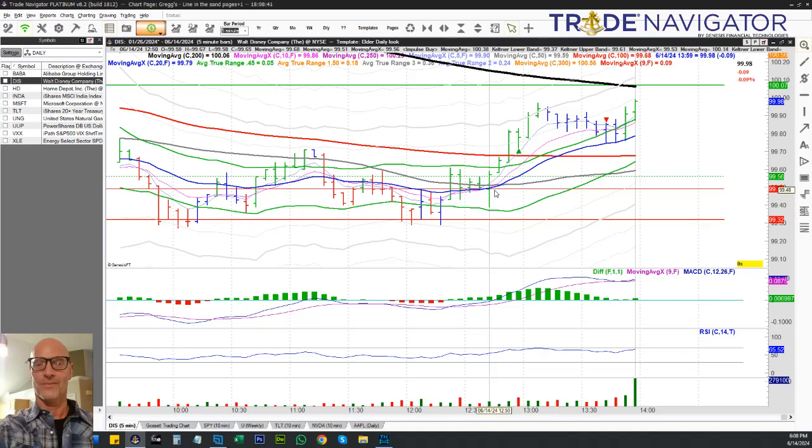Now I want to have an asymmetrical risk to reward ratio. So my maximum allowed loss on this trade is 2 ATRs. So for my profit target, I want to double that, 4 ATRs above. So one of 4 things is going to happen.